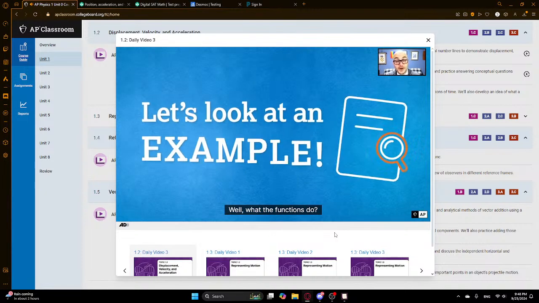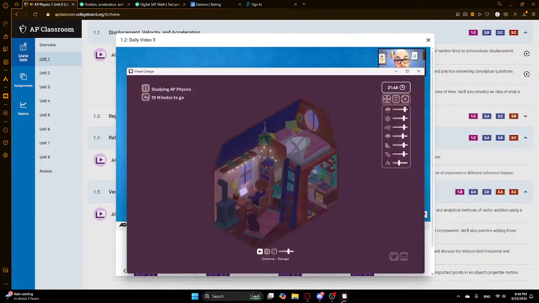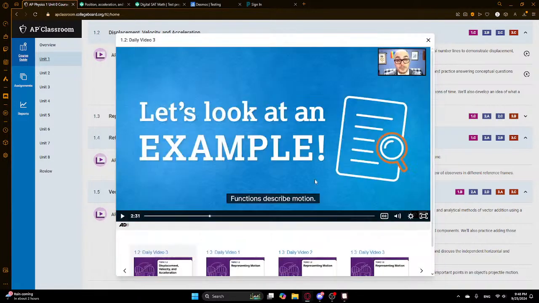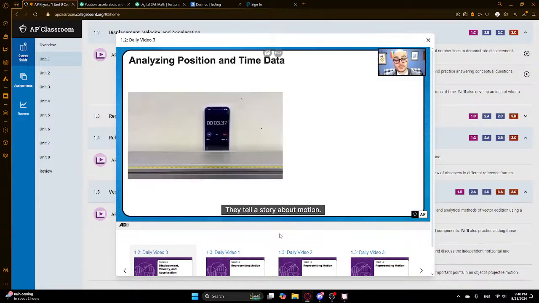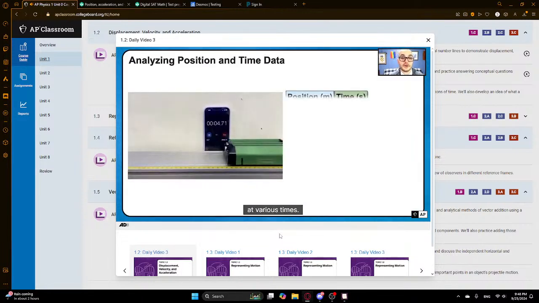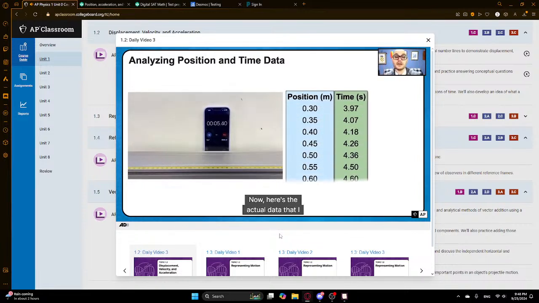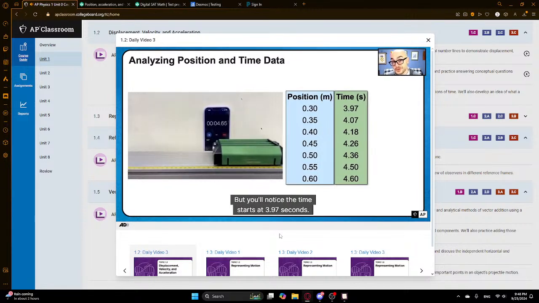Well, what do functions do? Functions describe motion. They tell a story about motion. So as you can see here, I recorded the position of a cart at various times. Now here's the actual data that I got as the cart was rolling along this track, but you'll notice the time starts at 3.97 seconds.